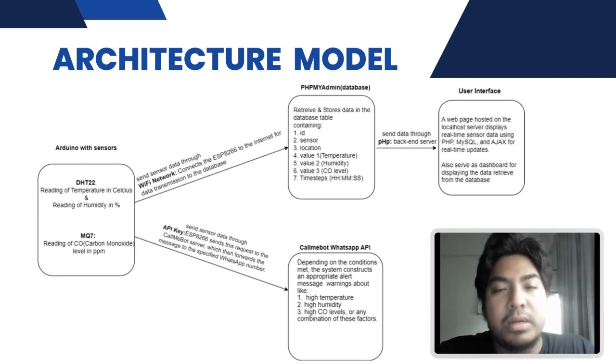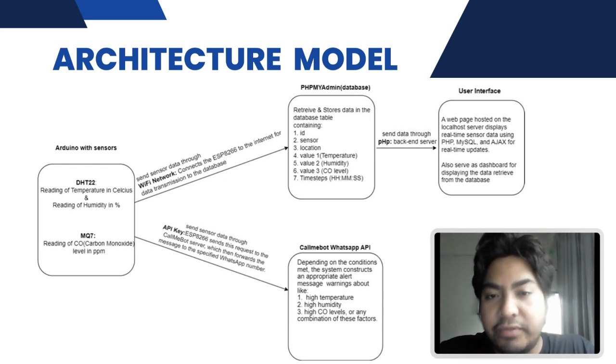Some of the data that we save is of course the ID, the sensor that we use, the location, where the user can set which location they are at the moment, and also the values of the temperature, humidity, and CO level, and of course the timestamp of each sensor reading.